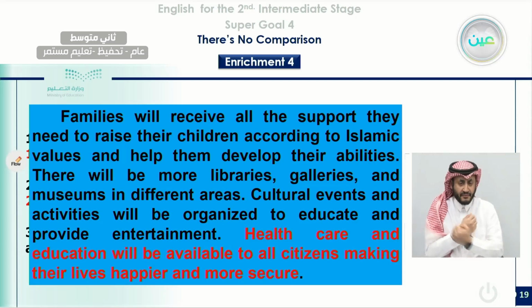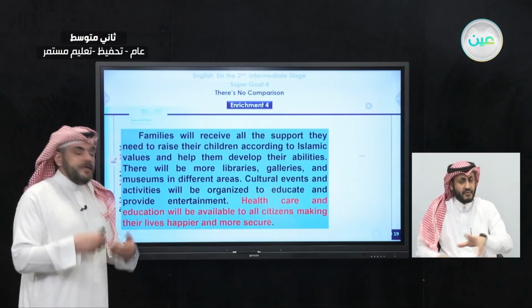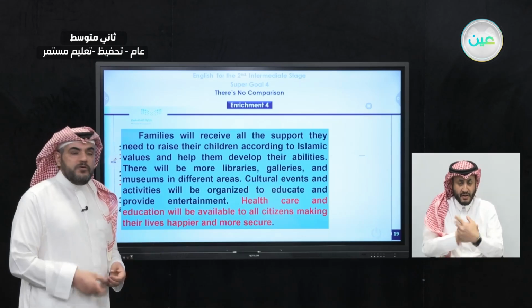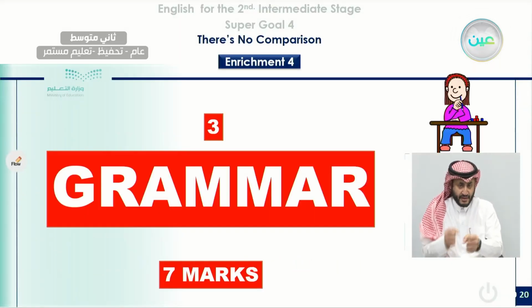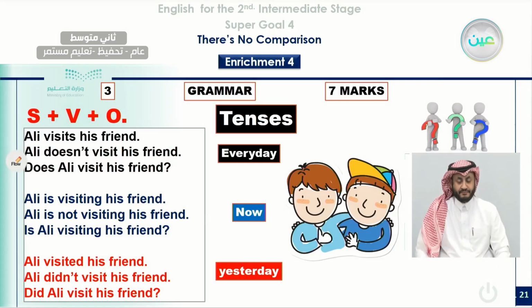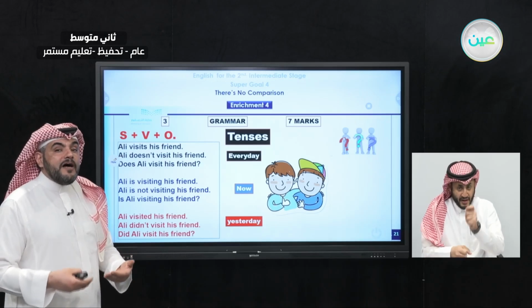If there is a good education, good healthcare, that means the people in Saudi Arabia will be happier and will be more secure. Okay? So this is the answer. We move to the third section, which is grammar. And you know, we will want to tell you again that tenses are the most important part of grammar.